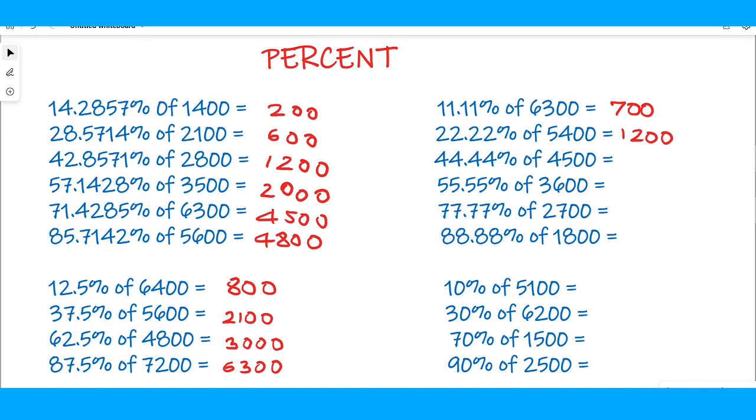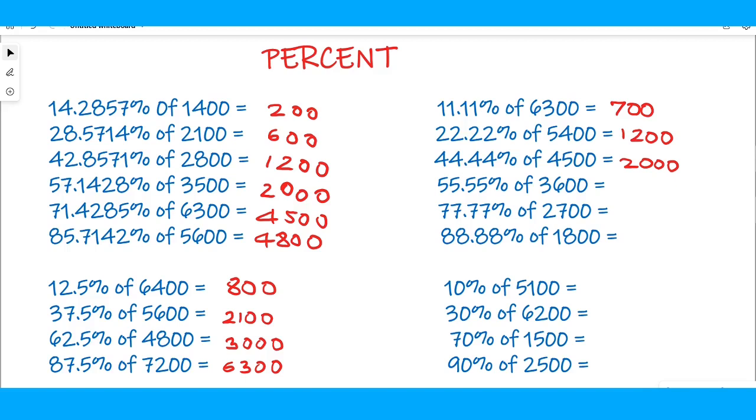44.44% is 4 upon 9. So first we calculate 1 upon 9 of 4500, which is 500, and 4 times 500 is 2000. Thus 44.44% of 4500 is 2000.